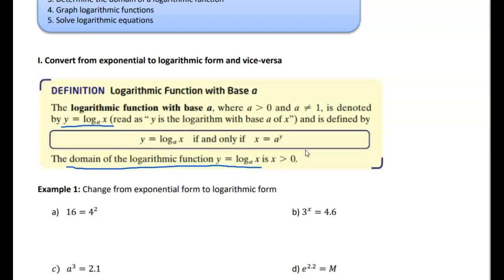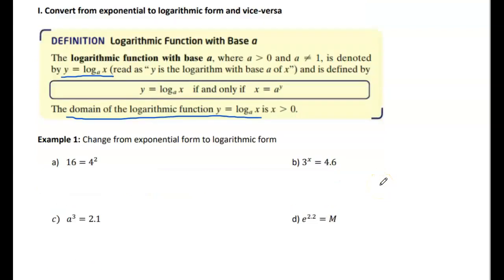Now, for the domain of a logarithmic function, you need to have positive x values. Because the range of an exponential is all positive y values, the domain of a logarithm is going to be all positive values. If you take your calculator and plug in any negatives or 0 here, you're going to get a domain error because you cannot take the log of 0 or negative values. You can only take the logs of positive values. So for a logarithmic function, the domain is restricted to just positive values.